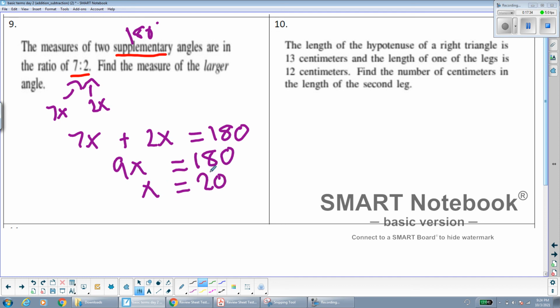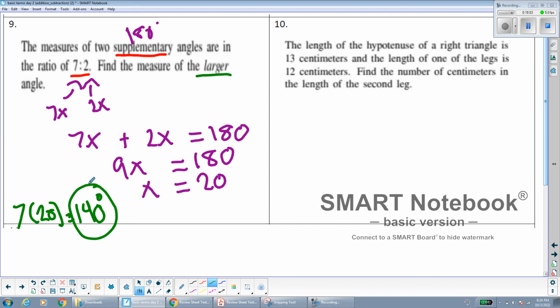So we found our x value, but the question is asking us for the measure of the larger angle. So the larger angle is the 7 part of the ratio, the 7x part. So I'm just going to substitute the x value that we found into that expression 7x. So 7 times our x value of 20 gives us 140 degrees. So that would be the measurement of the larger angle.